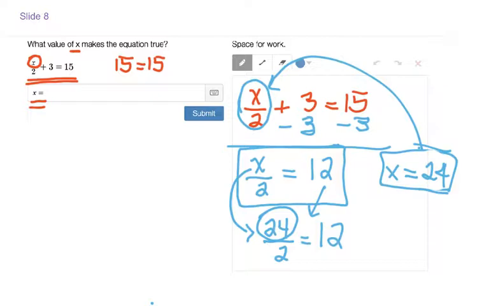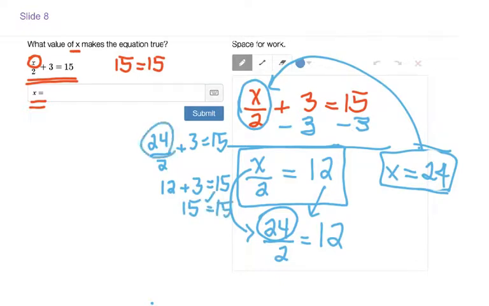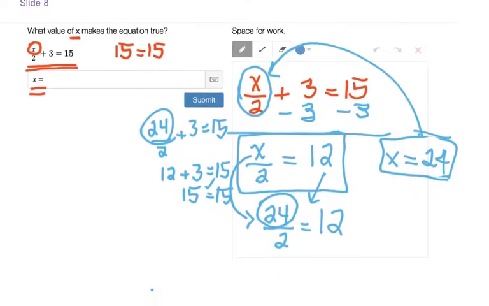And when I substitute x for 24 back into my original equation, the right and the left side will be balanced. So 24 divided by 2 plus 3 is equal to 15. 24 divided by 2 is 12, plus 3 is equal to 15. Therefore, 15 is equal to 15. So there is my solution. That's one way to solve. Let me show you the other way that I could have solved this equation.